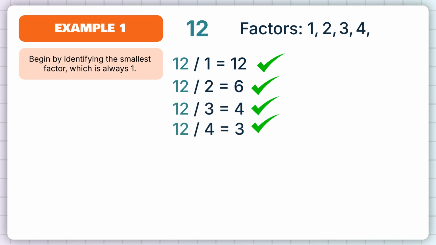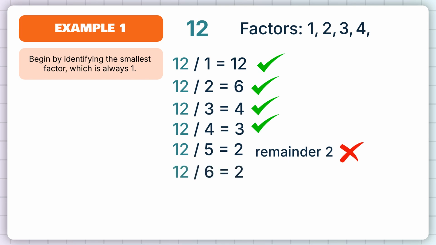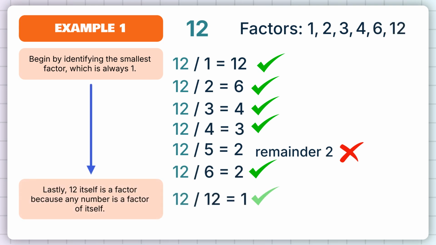Since 5 does not divide 12 exactly, 12/5 gives a remainder of 2, so 5 is not a factor. Finally, 6 divides 12 exactly, so 6 is a factor. Lastly, 12 itself is a factor because any number is a factor of itself. Therefore, the factors of 12 are 1, 2, 3, 4, 6, and 12.